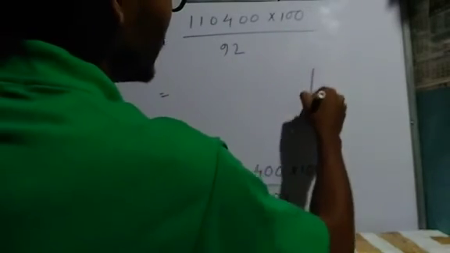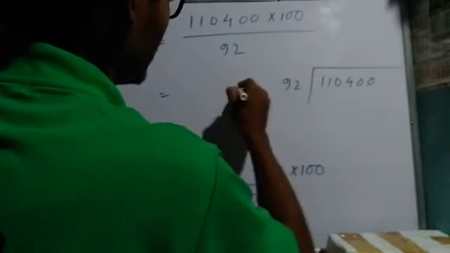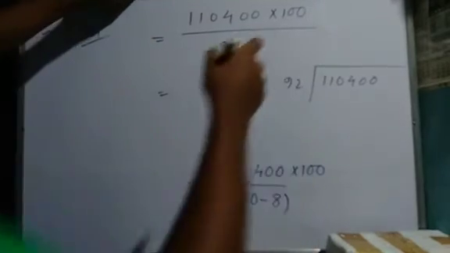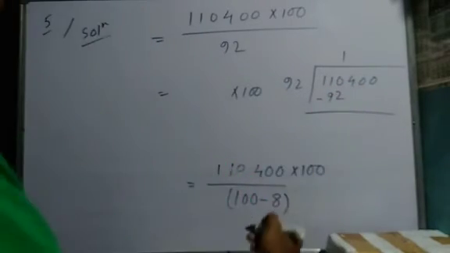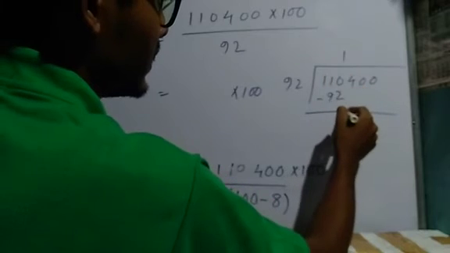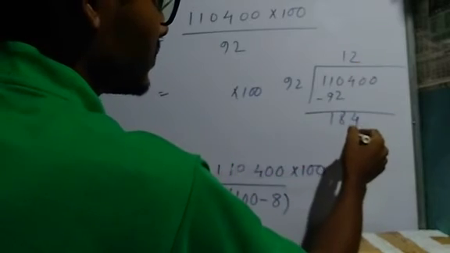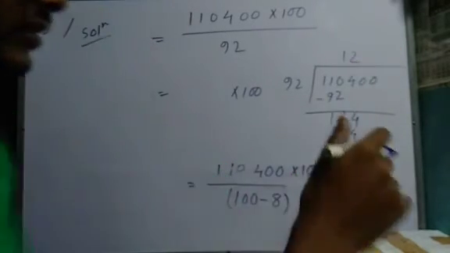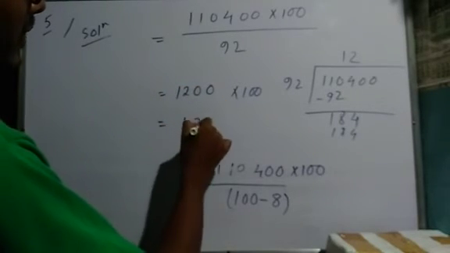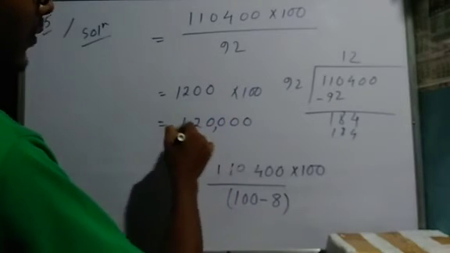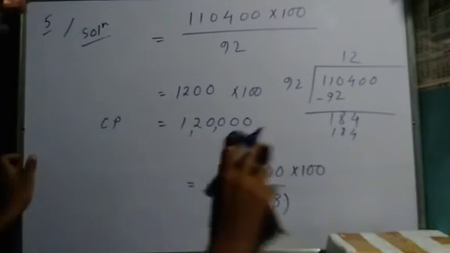Now divide 110400 by 92. 92 ones are 92, the remainder will be 18. Then 92 twos are 184, and then 00. So it will be 1200. That is CP. The cost price of the car is 1,20,000.